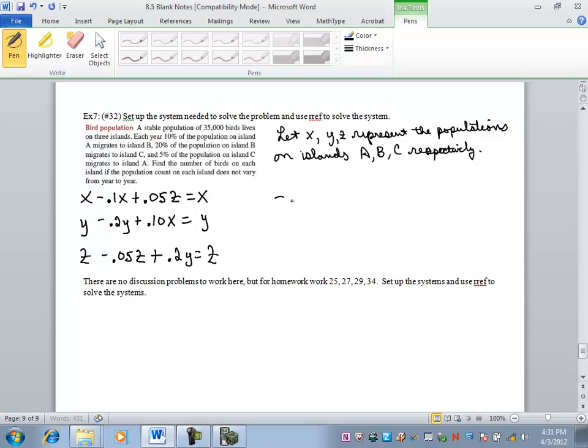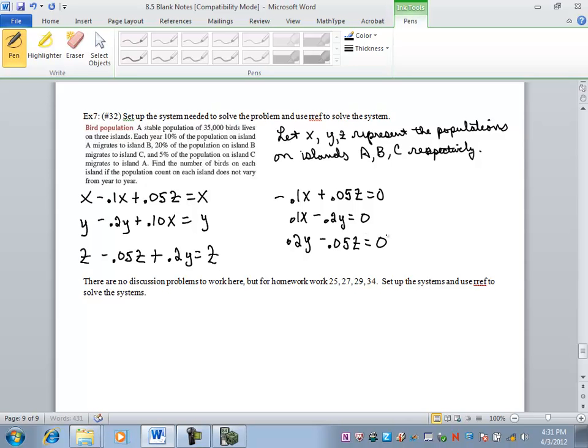negative 0.1x plus 0.05z equals 0. We've got 0.1x minus 0.2y equals 0. And we've got 0.2y minus 0.05z, and this equals 0 as well.